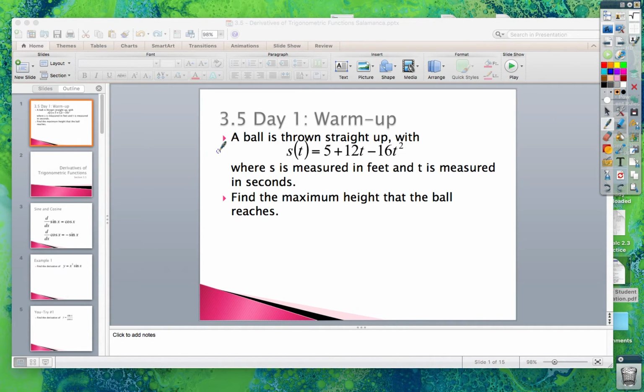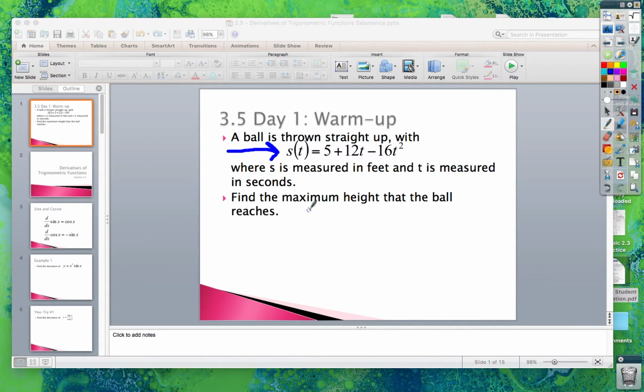So it says a ball is thrown straight up with s of t equals 5 plus 12t minus 16t squared, which represents the displacement of the ball, where s is measured in feet and t is measured in seconds. It says find the maximum height that the ball reaches. Now remember, if we solve this current displacement formula for 0, it tells us when the ball hits the ground on both sides.